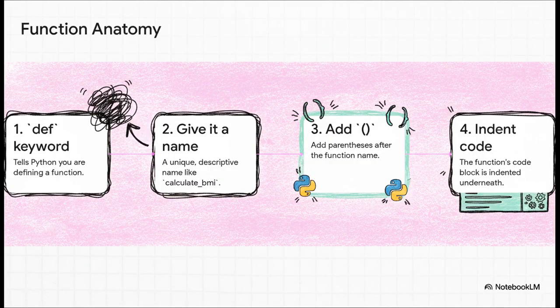And you know what? Building one is actually super simple. First, you kick things off with the keyword def. That just tells Python, hey, heads up, I'm defining a function. Then you give it a clear descriptive name, something like calculate_BMI. Right after the name, you add a pair of parentheses. And finally, all the code that belongs to that function gets indented right underneath. And that's pretty much it.